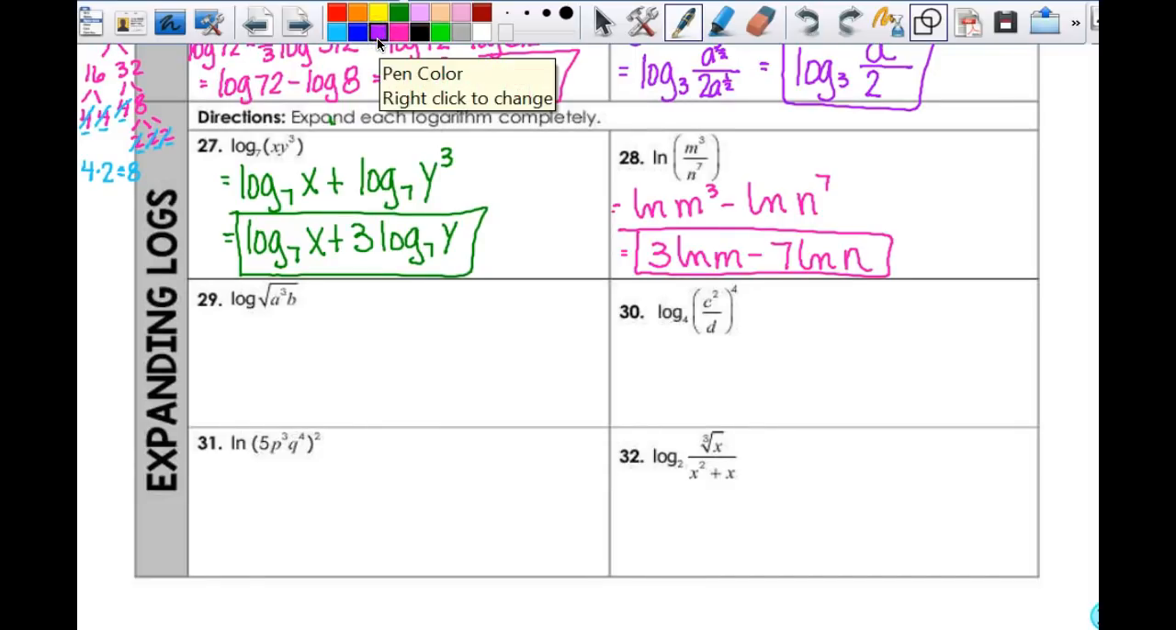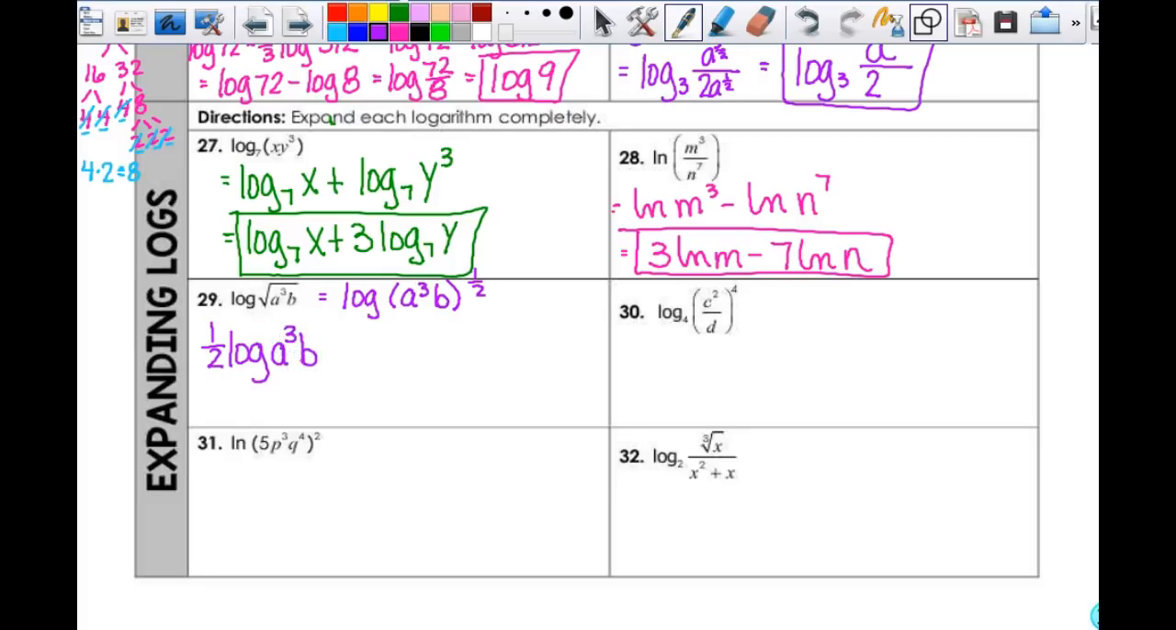All right, so I have log of the square root of a cubed times b. I'm going to first rewrite this as the log of a cubed times b to the 1/2 power. So that 1/2 is going to come out to the front of that log. So I get 1/2 times the log of a cubed times b.